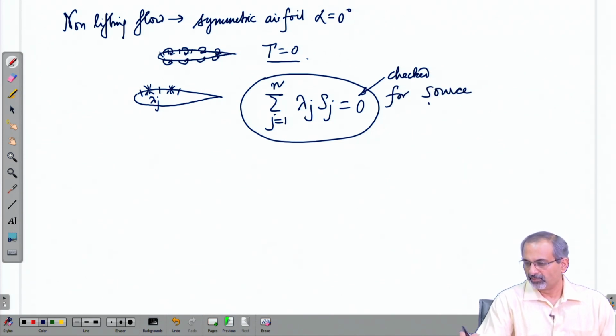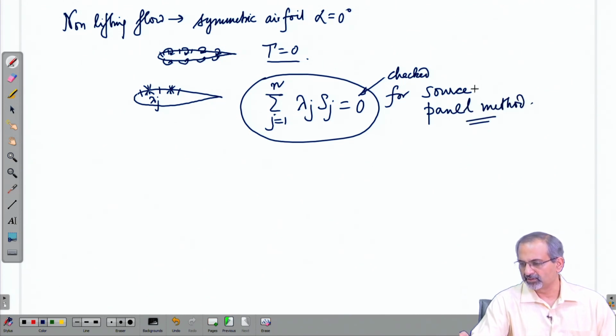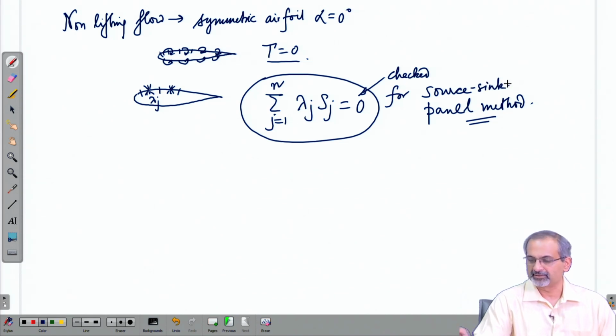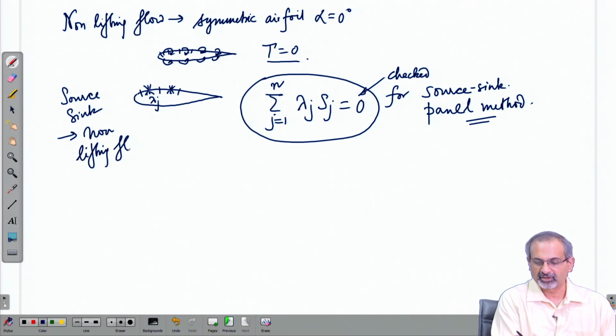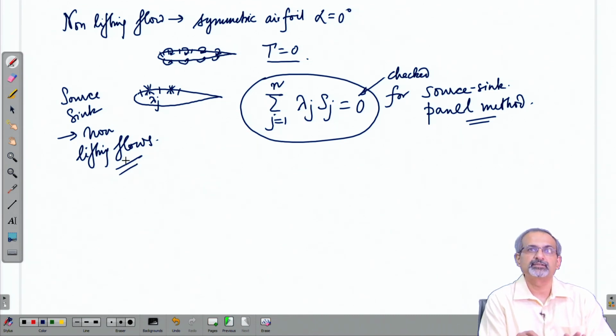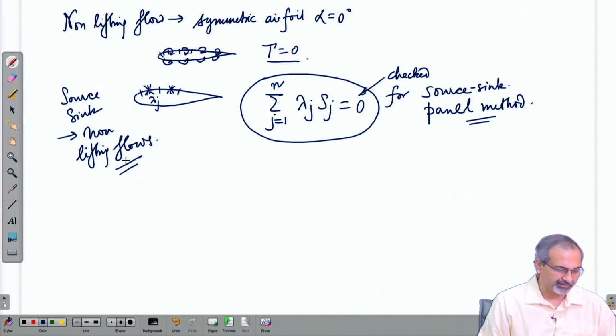source panel method. That means, a panel method based on sources, or you can mention it as source sink based panel methods. But this approach, the source sink approach, is applicable only for non-lifting flows. So, it cannot be extended to a lifting situation, because with sources and sinks alone you cannot model circulation. So, that is the limitation.